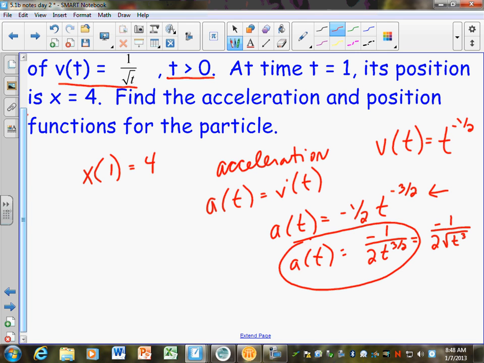Because if I took the integral of this, remember this is the derivative of the position function, that's going to be the position function. And also notice that's why they gave me this information. If they didn't tell me at time t equals 1 that its position is 4, we're going to have a c in this problem that we don't know what to do with. So to find the position function, we're going to have to integrate.